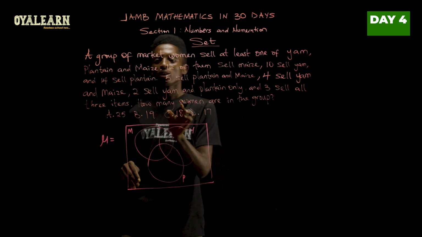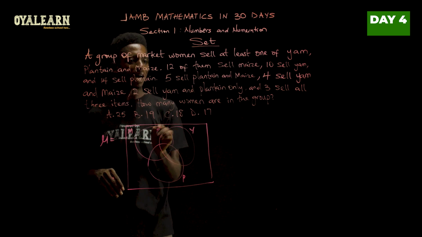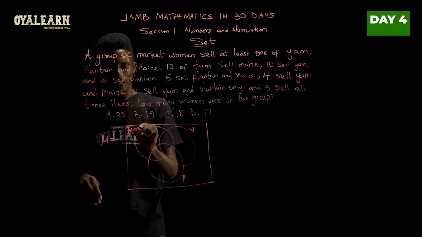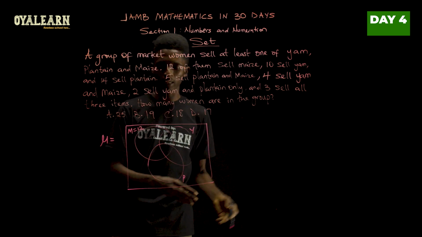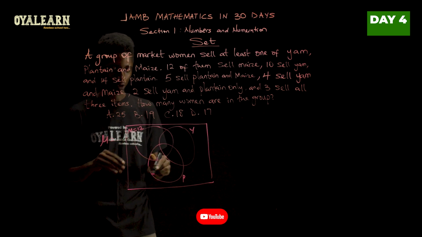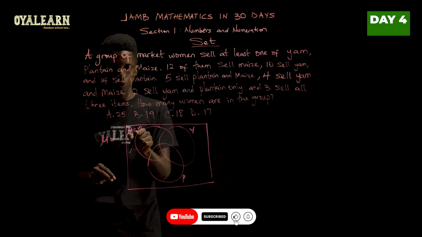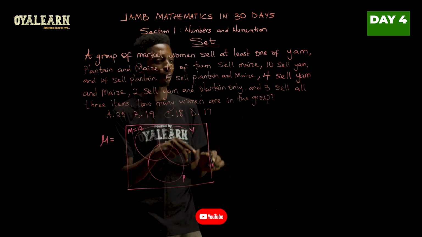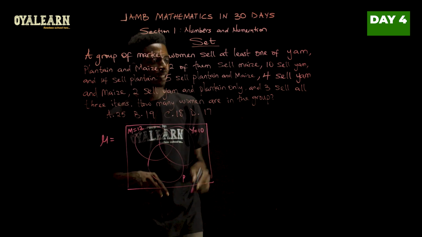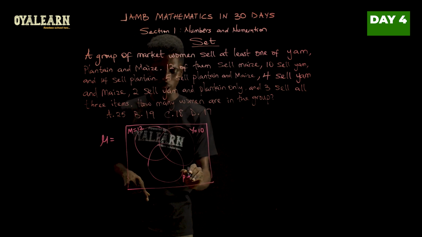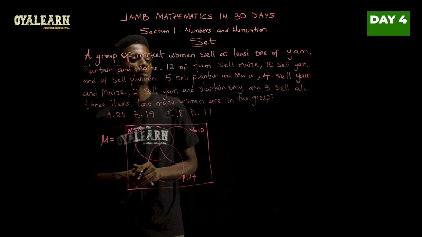We know that those who sell maize are 12. Now of these 12, some of them will sell yam, some of them will sell plantain. So that is why we can't write it into this circle yet, so we just put it out here. Now for yam, we have 10, and the same goes for plantain, which is 14.